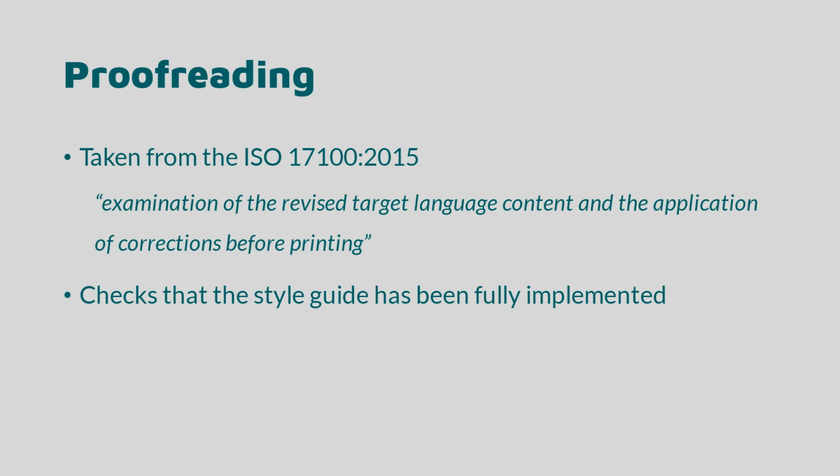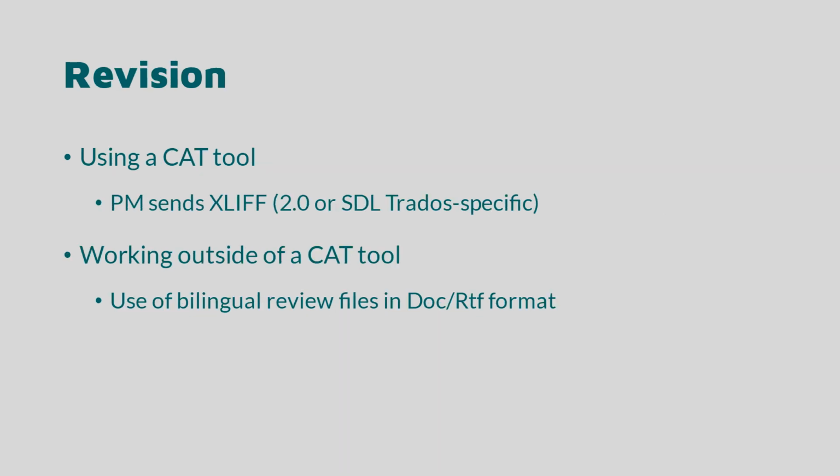Both the revision and proofreading stages should check that the style guide has been fully implemented. In the absence of the client's own style guide, translation and localization companies should provide their own set of style guidelines for use. When generating the required files for the revision stage, the project manager has to bear in mind the question of whether the revision will be carried out inside or outside of a CAP tool.